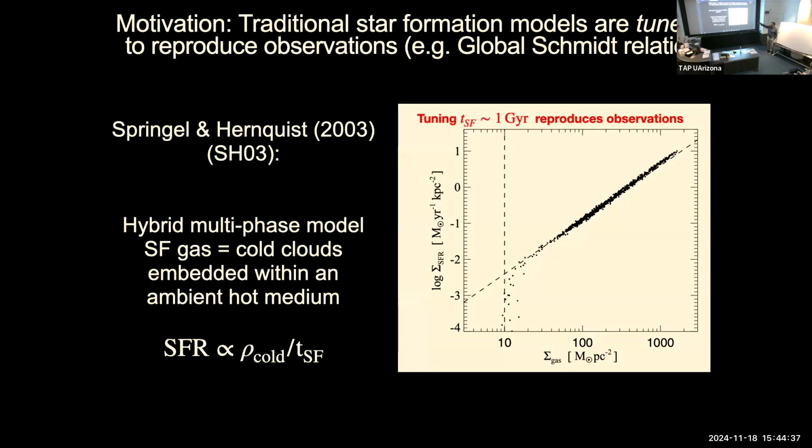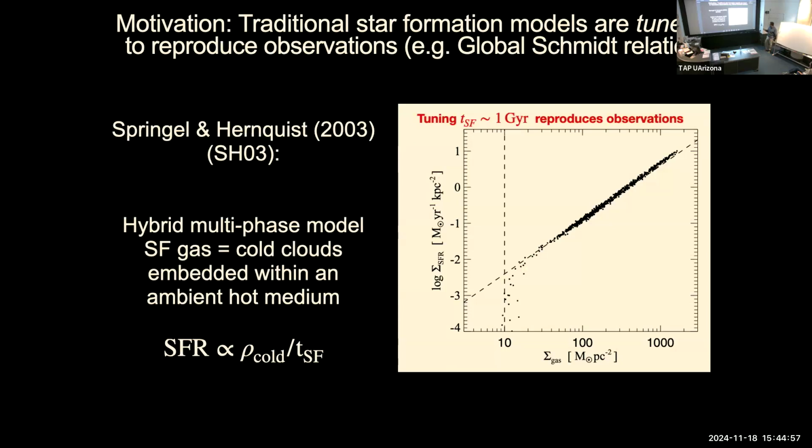So it's natural to think that if we require too efficient star formation, maybe the problem is how we model stars and how we model star formation in our simulations, right? So the motivation for the work that I'm going to present is that most of the traditional star formation models are tuned to reproduce observations. So they are not predictive.